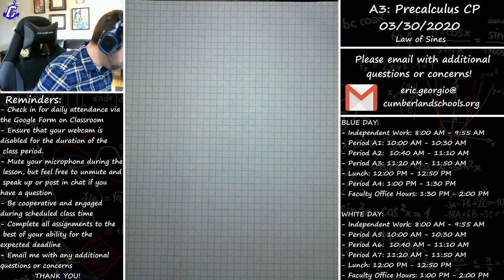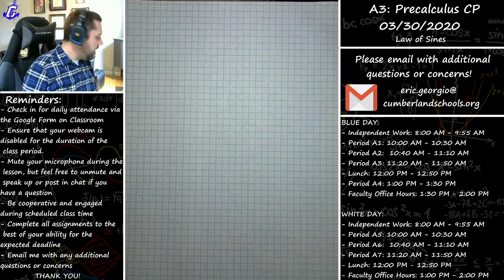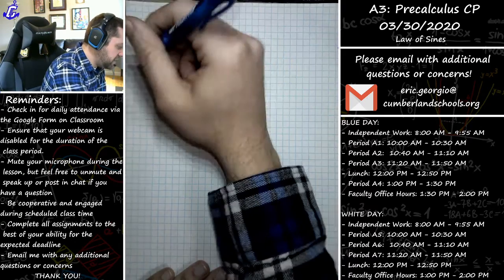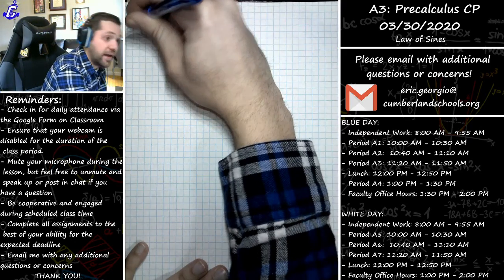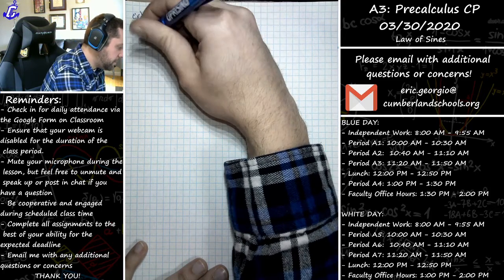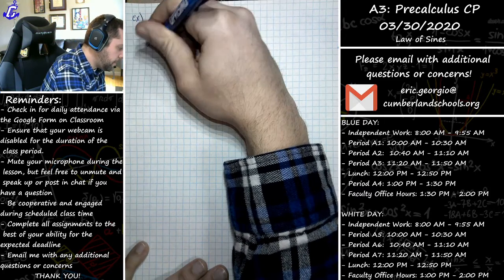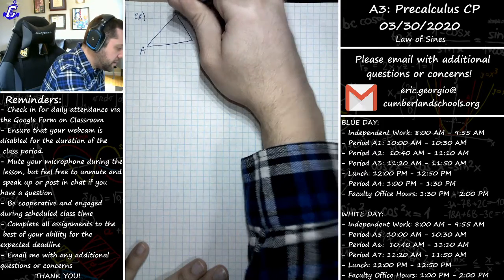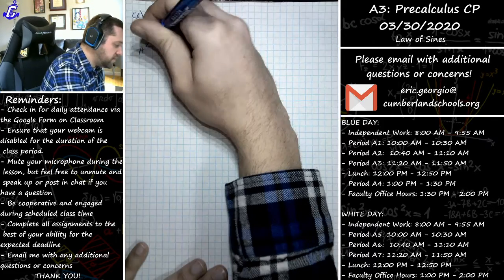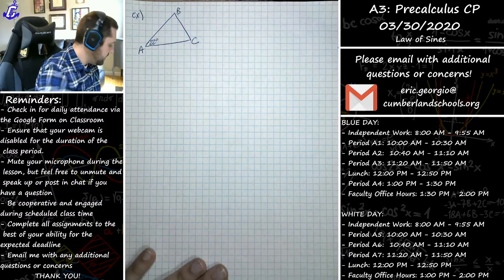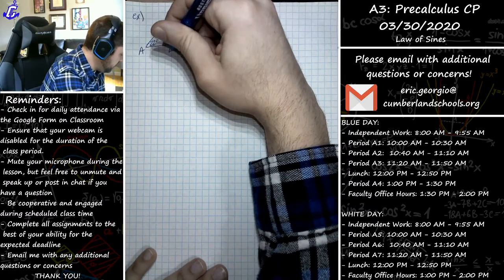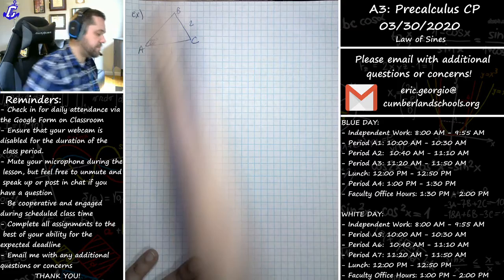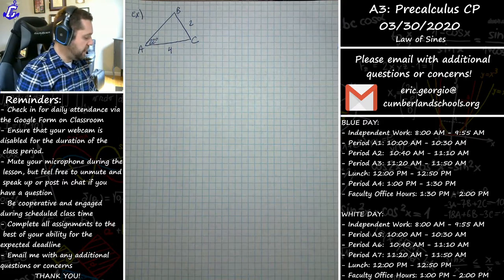Let's go ahead and show a problem that has 2 solutions. A 2-solution problem would be if I draw a triangle. I'll explain again why there are 2 solutions. I have my A, B, C. Suppose that I told you that angle A is 22 degrees, side b is equal to 4, and side a is equal to 2.